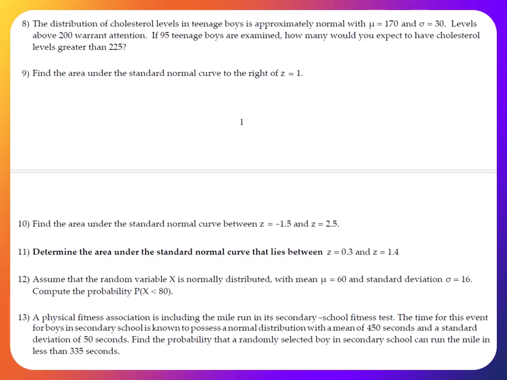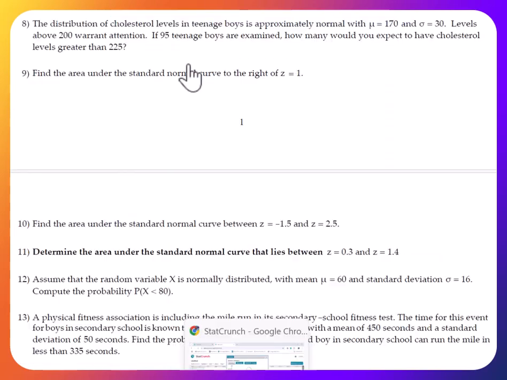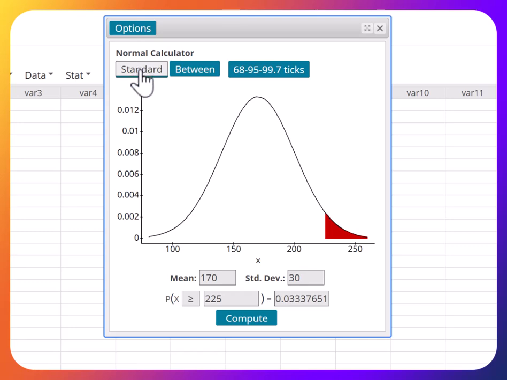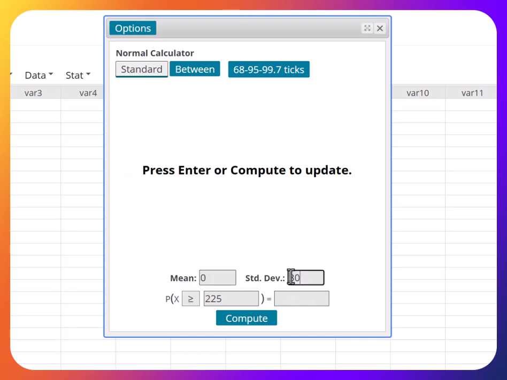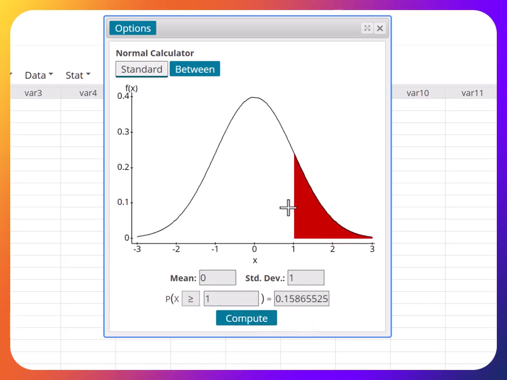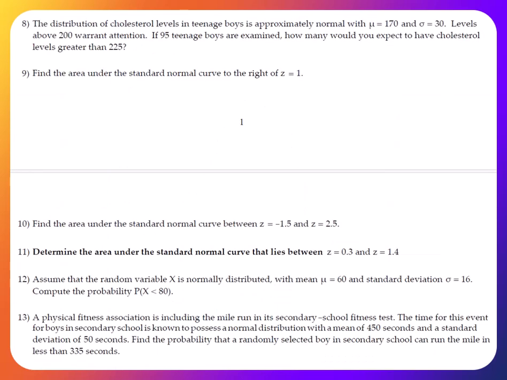Number 9. Find the area under the standard normal curve to the right of z equal 1. Once we go back to z, it's 0, 1. Mean is 0, and standard deviation is 1. So I'm going to take you back to standard. 0 and 1. And to the right means greater than. So just put 1 here, compute, and you see the area shaded to the right of z equal 1. So what we did makes sense. It's 0.1586. Next question.